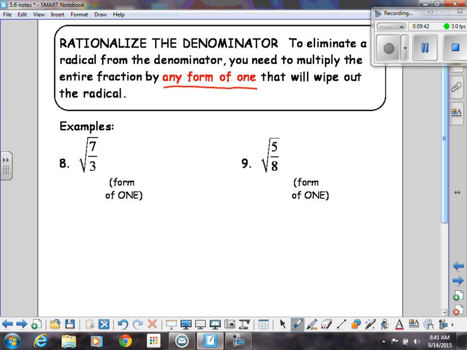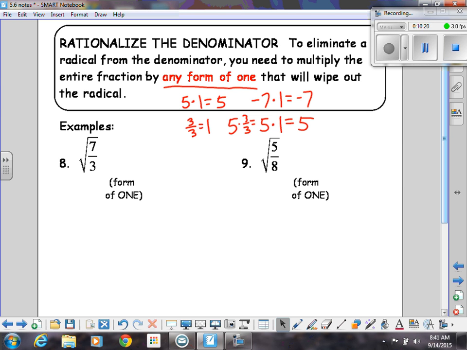Remember, when I say form of 1, if I multiply something by 1, if I do 5 times 1, that stays 5, right? I didn't change that value. If I do negative 7 times 1, that stays negative 7. But if I do 3 divided by 3, that's the same thing as 1. So I could do 5 times 3 divided by 3, and that's still like doing 5 times 1. So all of those things mean we're not going to change the value. We're just going to be creative in what we're multiplying by 1. So here's how we do that.